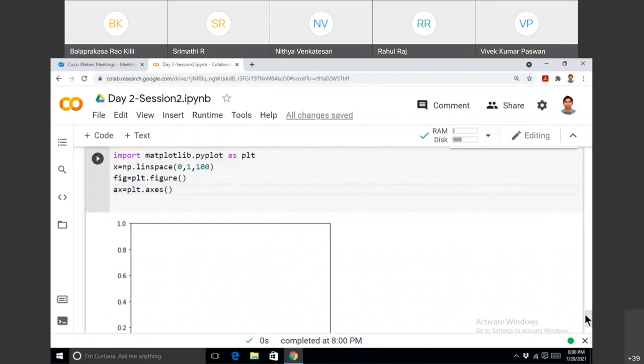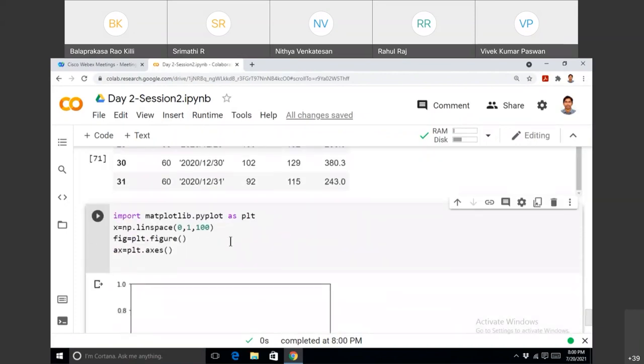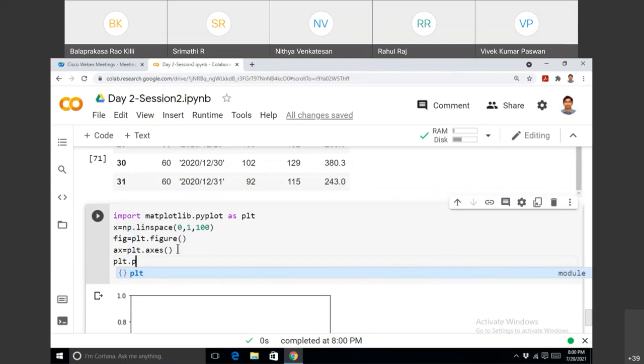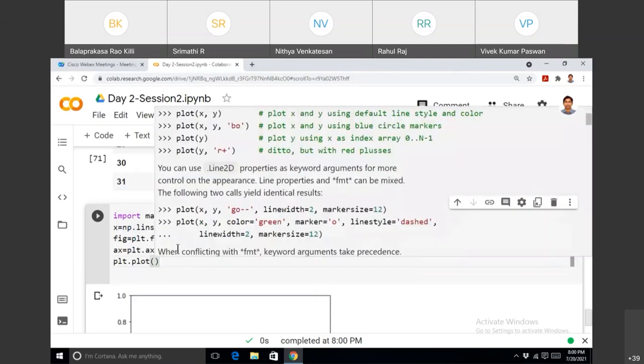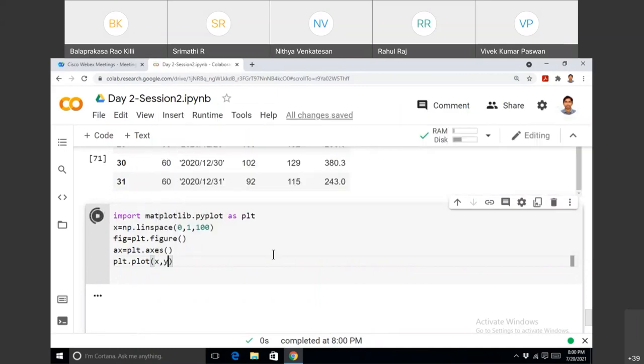Now you see, the second command will add the x axis and y axis. The first command will initialize the figure, some space for the figure, of some dimension. This command will initialize the axis also. Now, if you want to plot something, you call the function plt.plot. You pass x and y, and you see what will happen.